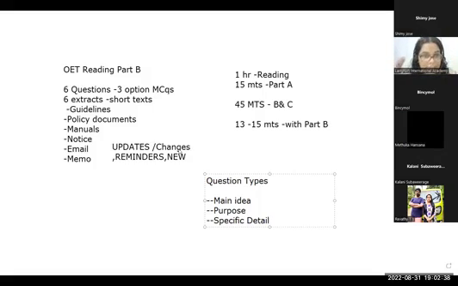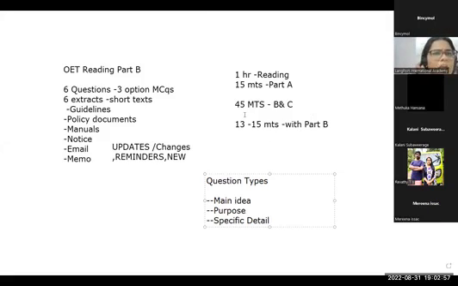So part B has 6 extracts, 6 questions. These extracts are often taken from guidelines, policy documents, manuals, notices, emails, memos. And out of your 1 hour, you get 45 minutes to attempt your part B and C. Out of this 45 minutes, I would recommend that you utilize not more than 15 minutes for part B. And usually you get these 3 types of questions in part B.